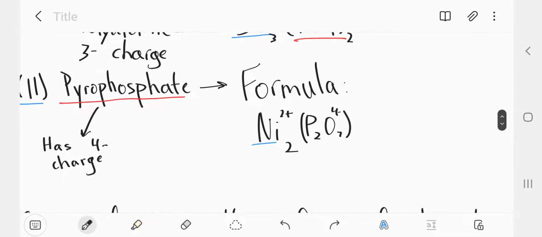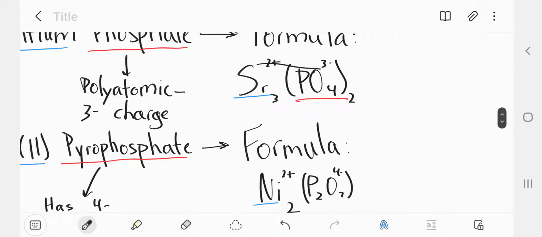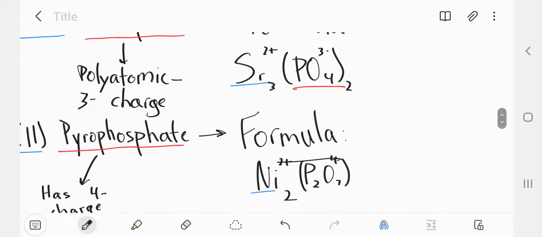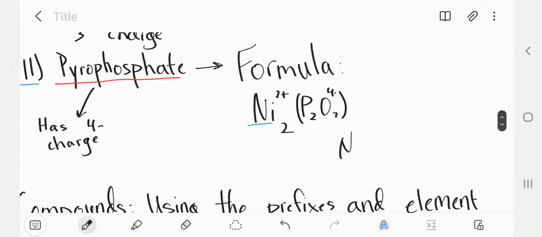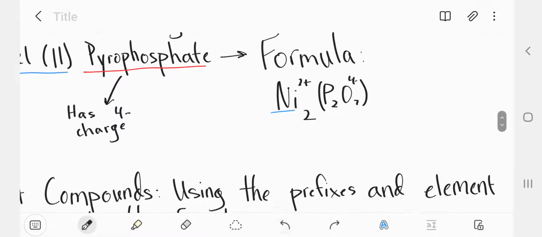Again, when writing the formulas, don't include the charges. You don't need to, so don't do that. I just put it there so you can see that. So in reality, if you wanted to put that on a test, you'd probably want to put Ni2 and then P2O7 without the charges at the top.